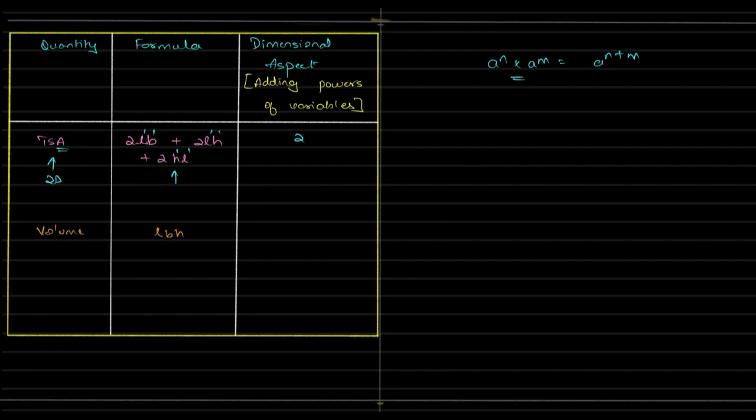Next is volume. Volume is LBH. Here the powers are 1, 1 and 1. So this will add up to 3, is it not? 1 plus 1 plus 1 is 3. So volumes are always 3-dimensional, right? So this is how we can analyze. You got it? So this is the power of understanding this way.